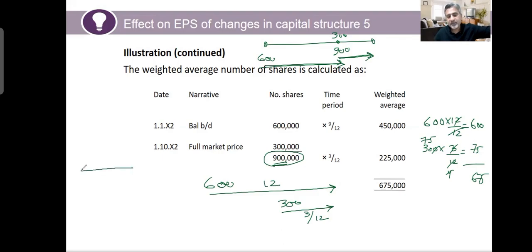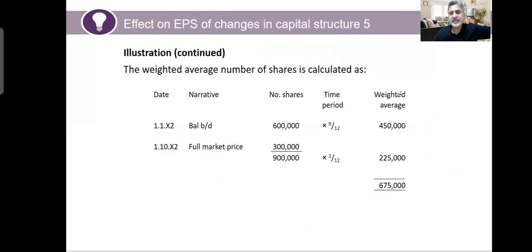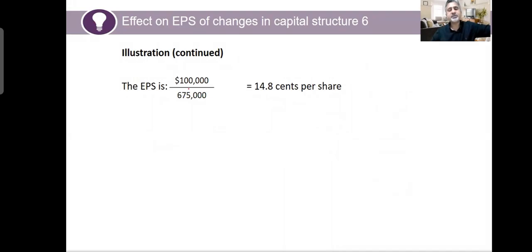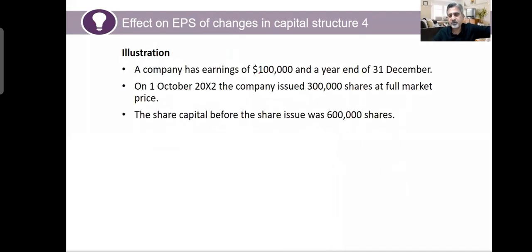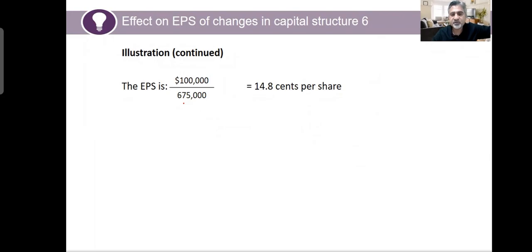How did they do it? They say from here to here, first 9 months, it was 600. And then the remaining 3 months, it is 900. So they are doing 600 by 9 by 12 and 900 by 3 by 12. So whether you do it like this or with my method, you get the same answer. Although on your balance sheet on 31st of December you might have 900,000 shares in issue, in the EPS calculation you will only use 675,000. If you have any questions until here, please ask me. No question? Okay. So EPS now, $100,000 was your earning, which was given in the question, and 675,000 is the weighted average number of shares. 14.8 cents per share is your EPS.